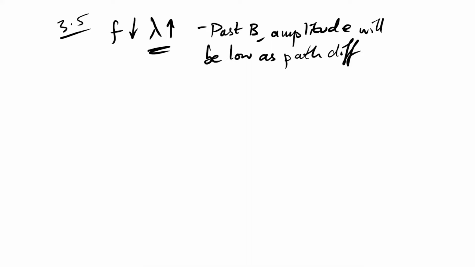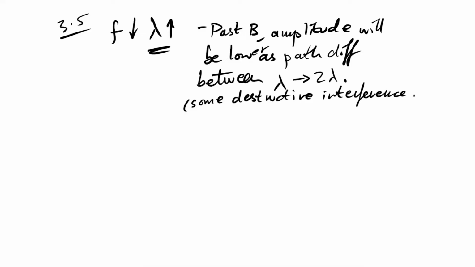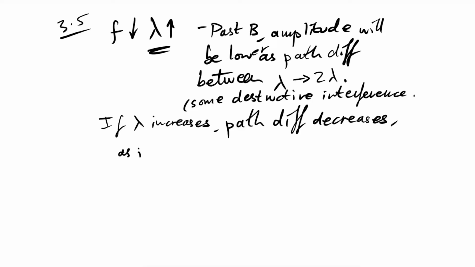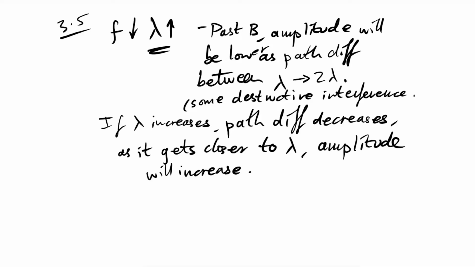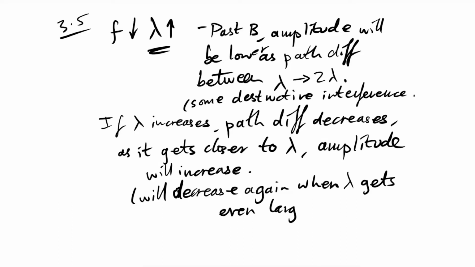The path difference is between, what did we say, lambda and 2 lambda. If the wavelength does increase, that means that the path difference will decrease because the wavelengths are bigger, so that path difference doesn't have as much of a difference, as it were. So path difference decreases. So as it gets closer to lambda, the amplitude will increase, again due to the constructive interference. And then we can say it will decrease again when lambda gets even bigger.